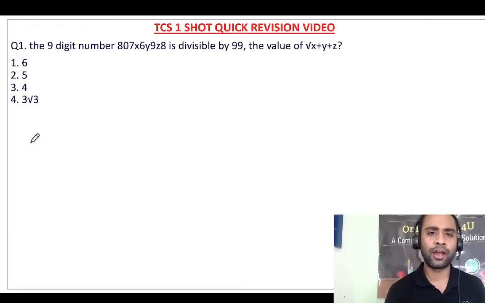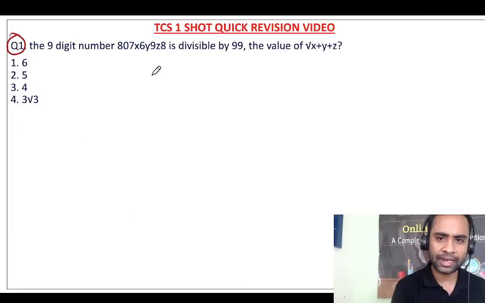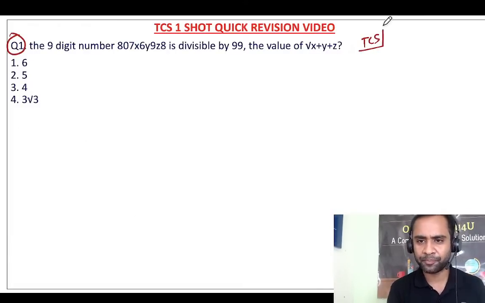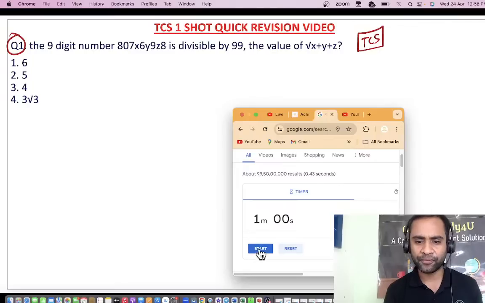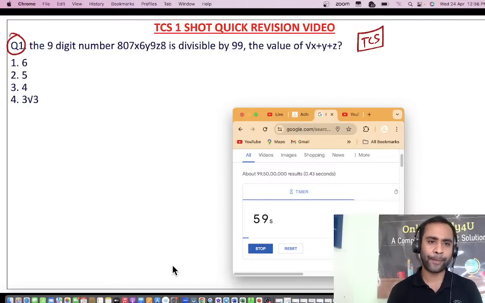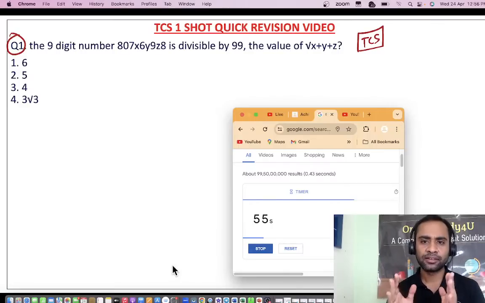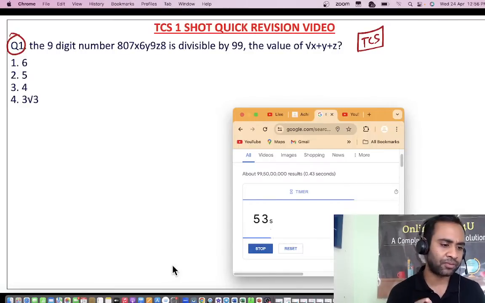Done? Okay. Now, this is a question. Again, this question was asked in the TCS exam. So let me see how many of you are able to solve this. Okay. So if the 9-digit number is divisible by 99, find the value of the square root of x plus y plus z.